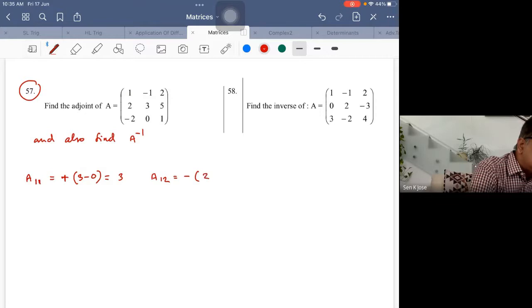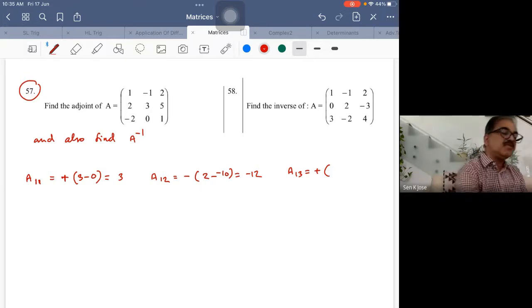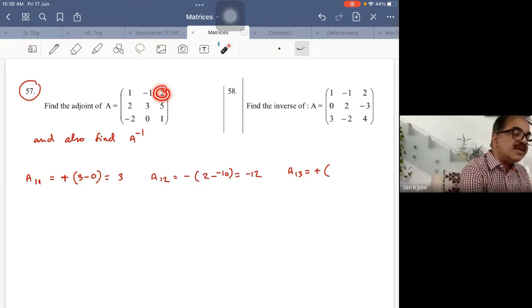So 2 minus minus 10, which is going to be 12. So minus 12. That's A12. Now I have A13. And what is A13? Plus of. A13 is plus of. A13 is here. Plus of.